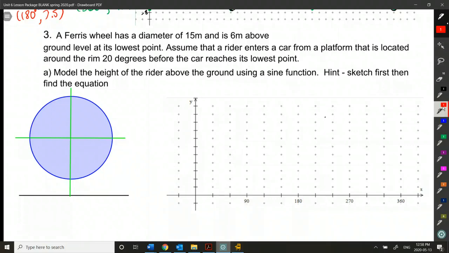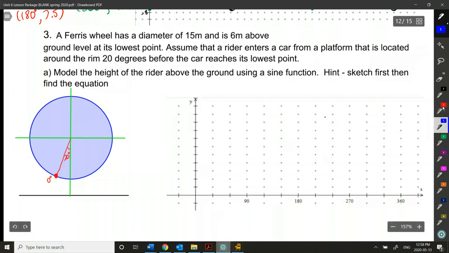Okay, so assume the rider enters a car on a platform that is located around the rim 20 degrees before the cart reaches its lowest position. So let's say they're entering about here, and this right here is 20 degrees. So this is going to be our start. This will be our 0 degree location.